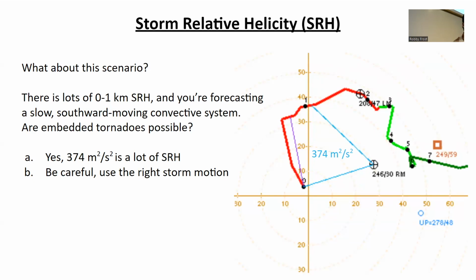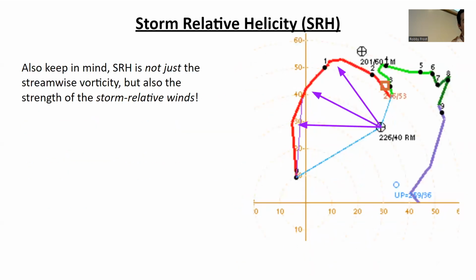Yeah. Be careful when you use SRH, right? Don't just read off the SRH from a plan view. I should probably actually put a plan view map on here rather than a hodograph to make my point. But you need to be careful to use the right storm motion, and we can't just say QLCS tornadoes are possible given X amount of SRH.